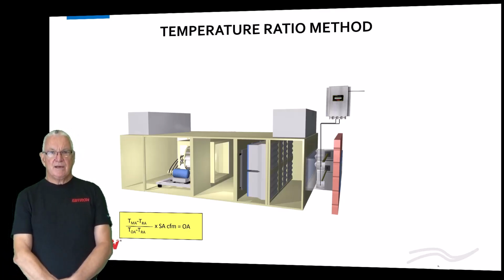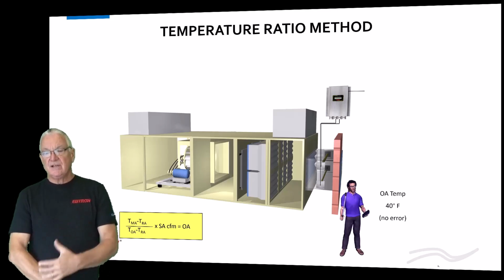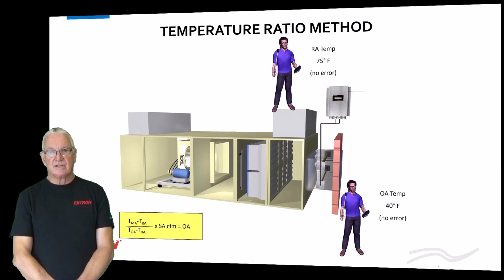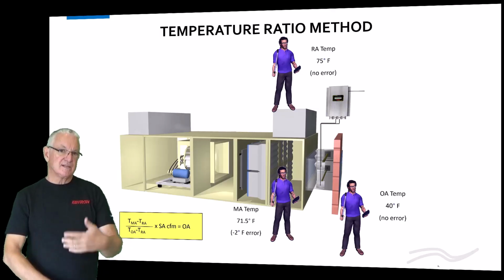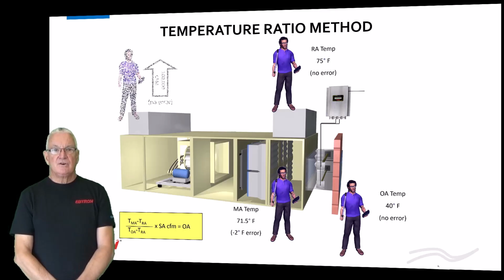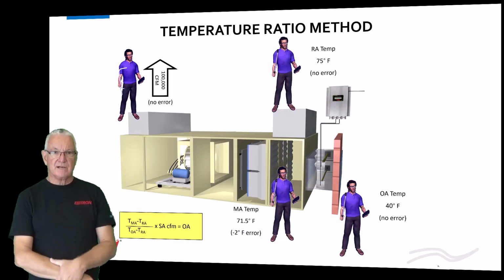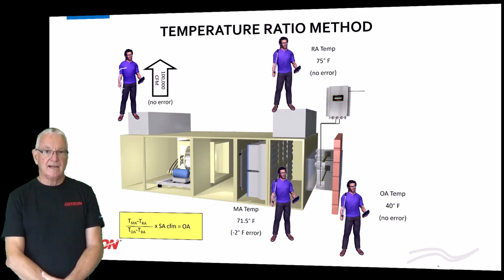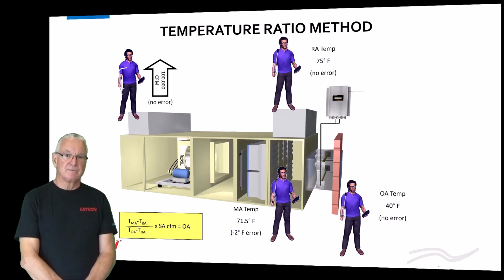In the temperature ratio method, and this is in Standard 111 basically, if I know the outside air temperature, the return air temperature and the mixed air temperature, I can theoretically calculate the percentage of outside air in the mixed air, which is essentially the supply air. And if I know the supply air flow rate, that percentage of outside air in the supply air times the supply air flow rate is how much outside air I have. People have been doing this for a long time. There are companies that actually promote this strategy today. And so the question is, does this work?